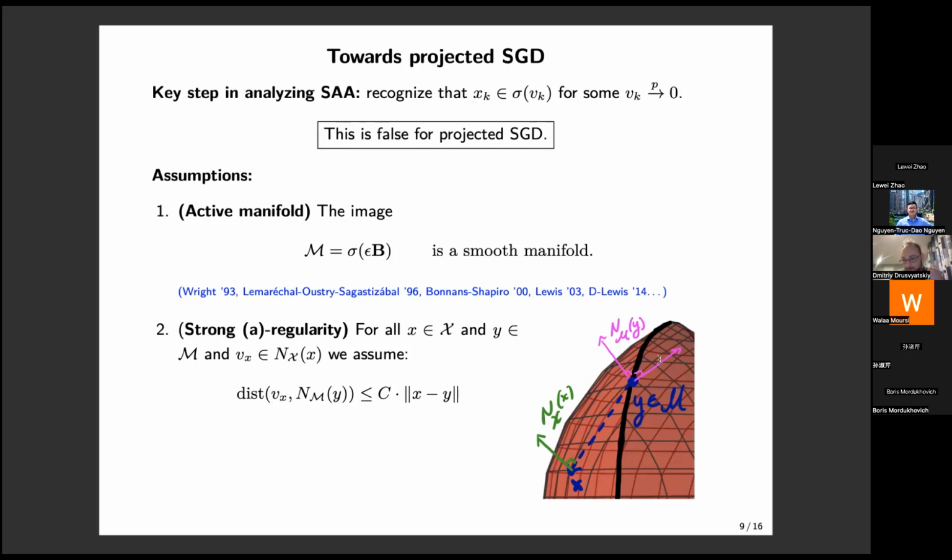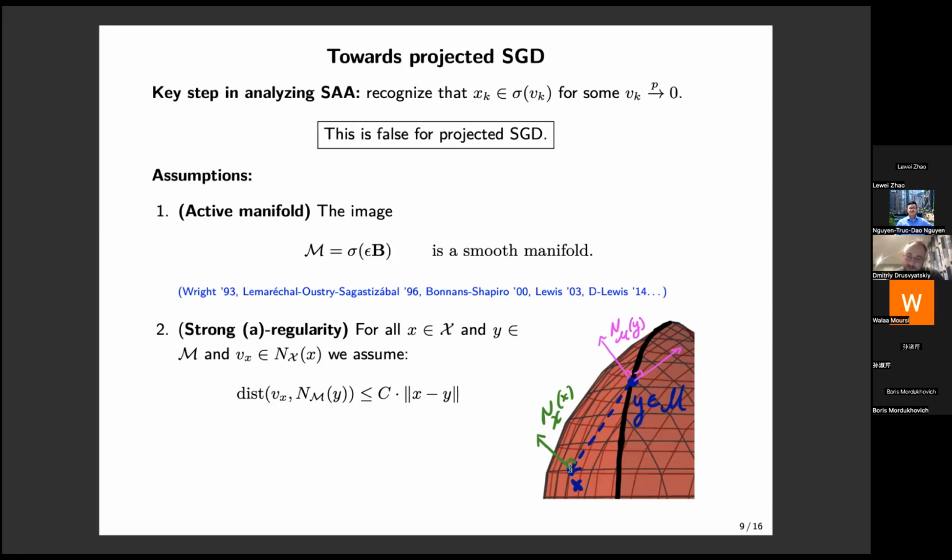This is our pillow. We have this manifold M. So we're going to say that strong A regularity holds. I'll explain this notation in a second. Strong A regularity. What does it mean? It means that if I take any point Y on the manifold near my solution, and I look at the normal cone to the manifold, what's a normal space, at Y. So it's a big set. It's a subspace. Okay, so it's spanned by these two purple vectors. That's the normal space of the manifold.